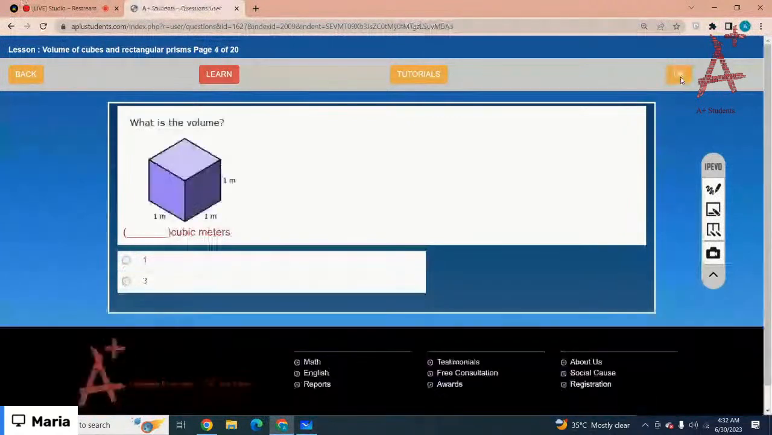Again, you are given a cube, and you have to calculate the volume. So you have to do side times side times side. So 1 times 1 is 1 and 1 times 1 is 1. So it would be 1 cubic meter.